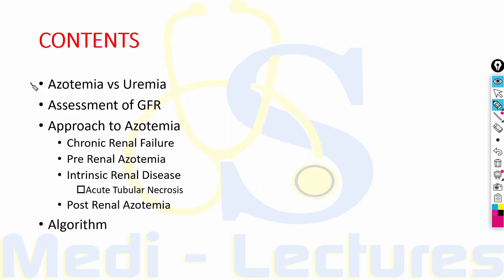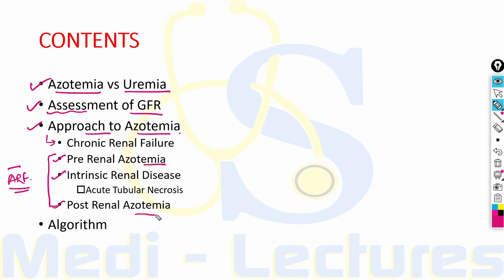Guys, we'll first discuss what is azotemia and how it is different from uremia. Then we'll see how to assess the GFR in a patient. Then the approach to azotemia, which can be due to chronic renal failure and how it is different from acute renal failure. Acute renal failure we will be discussing in detail: pre-renal azotemia, intrinsic renal disease and post-renal azotemia. In intrinsic renal disease, we will have a brief discussion on acute tubular necrosis. Finally, we will see the clinical algorithm on how to approach a patient.